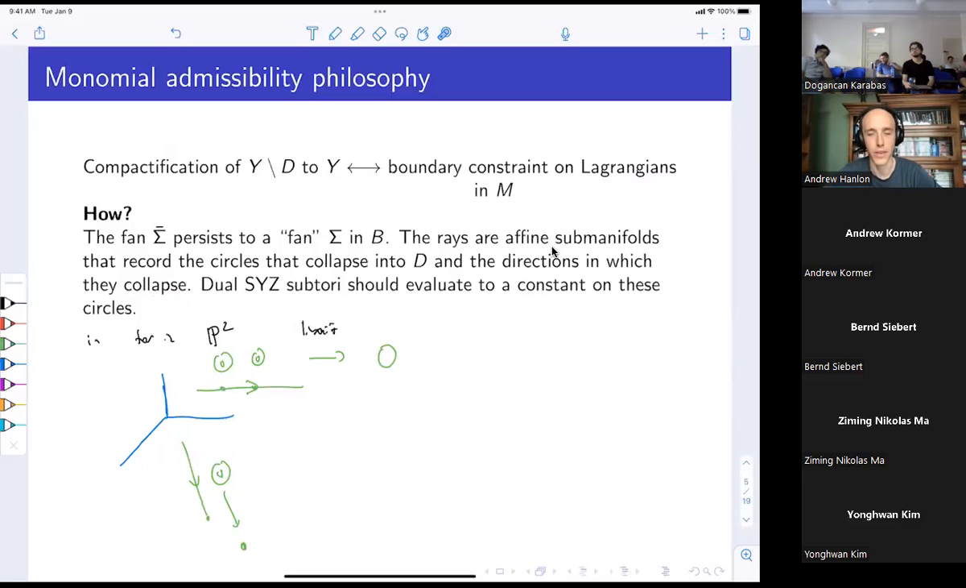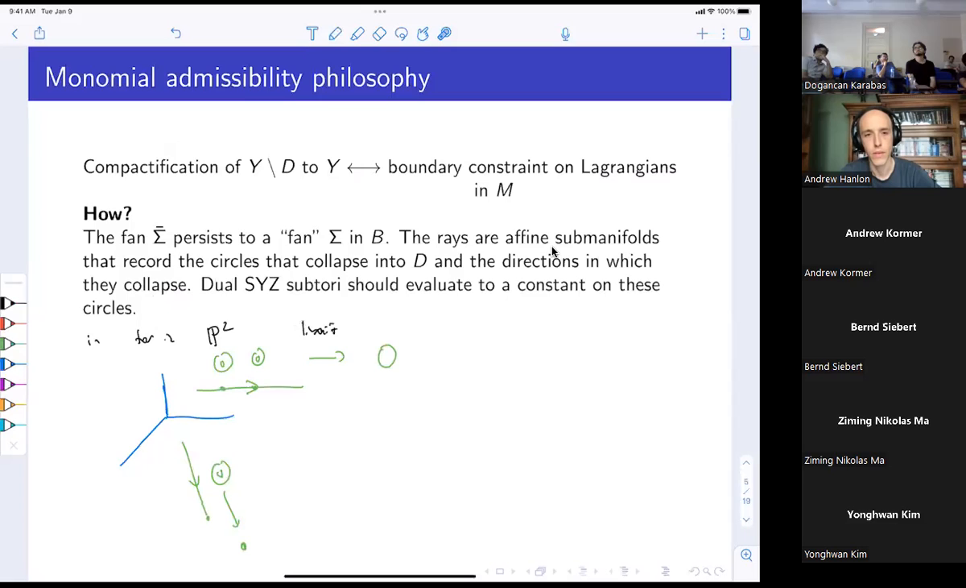But then what's the origin? There's no distinguished thing there, right? The P2 minus D is just C star squared. That's an R2. Yes. And the action of the torus moves the origin, right? So why? And what is this fan of P2 that you drew in this picture?